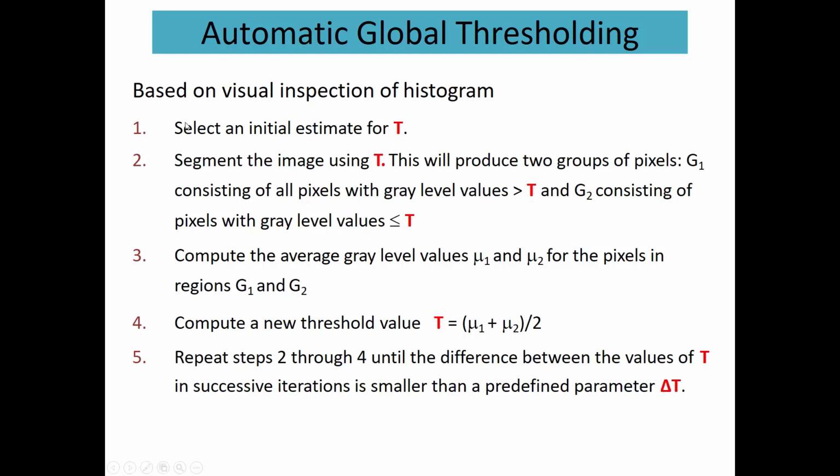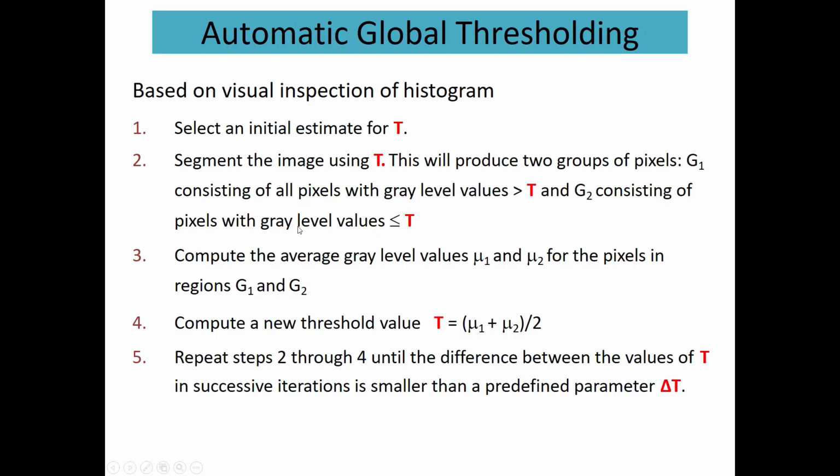Select an initial estimate for T that is decided by a user. Segment the image using that particular T. That will produce two sets of groups, one known as G1 and another one G2. G1 will group all those pixels whose intensity value is greater than T, and G2 will group all those pixels whose intensity value is less than or equal to T.